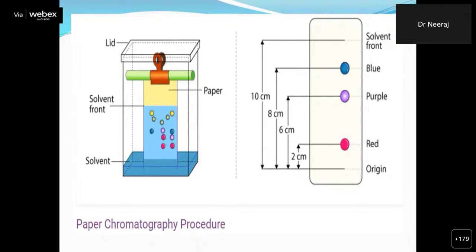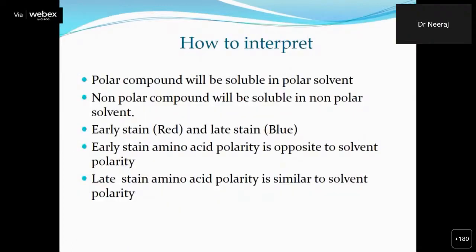So how do you interpret this? The most important thing is the interpretation of paper chromatography or thin layer chromatography. The principles are the same. You must remember two important things. A polar compound will be soluble in a polar solvent, and a non-polar compound will be soluble in a non-polar solvent. You must know this.